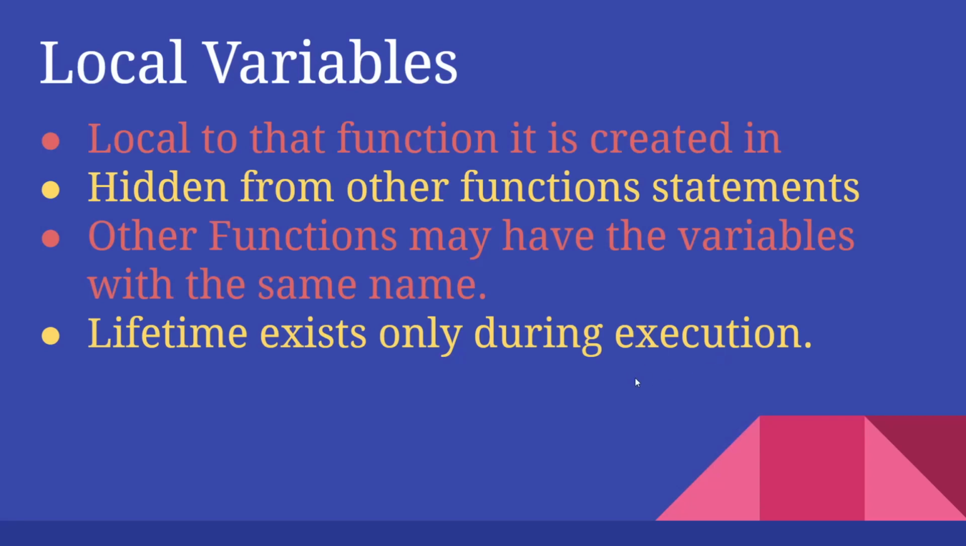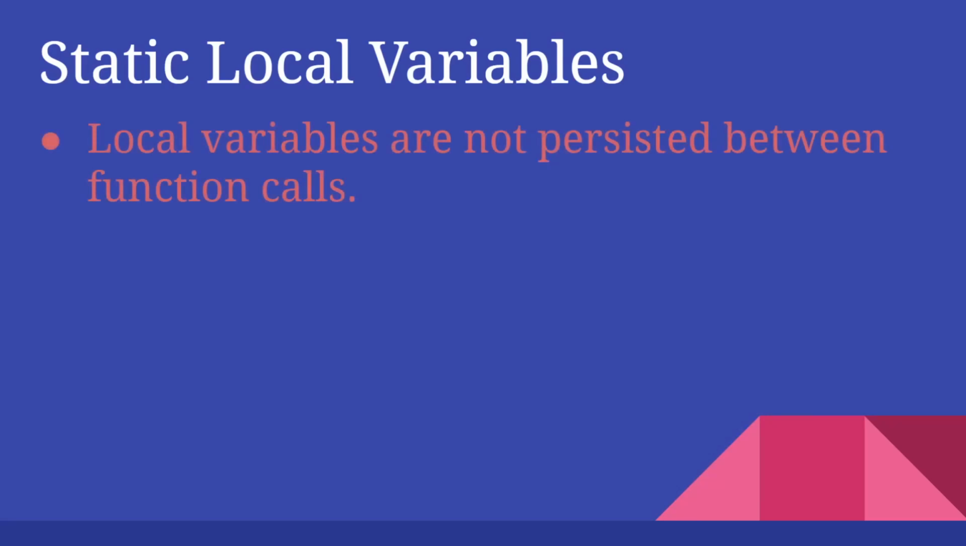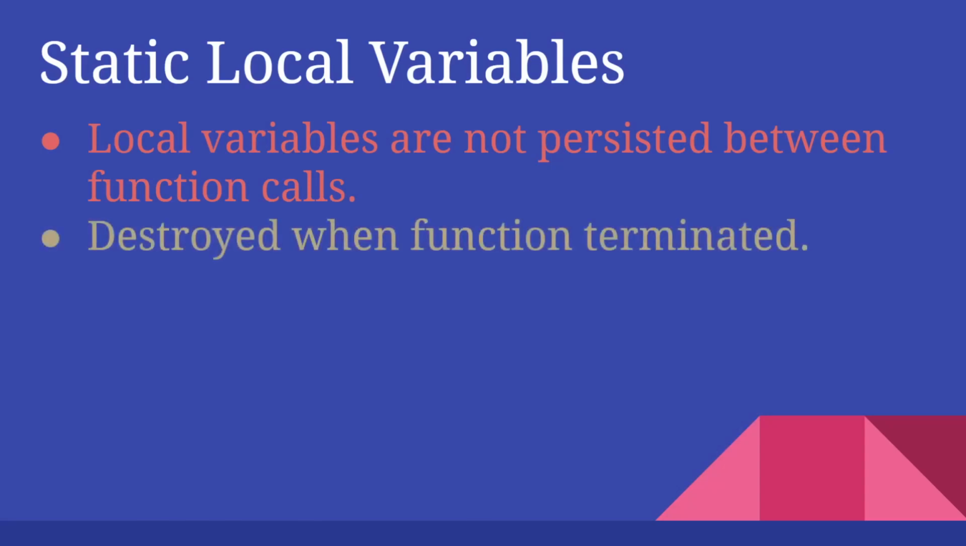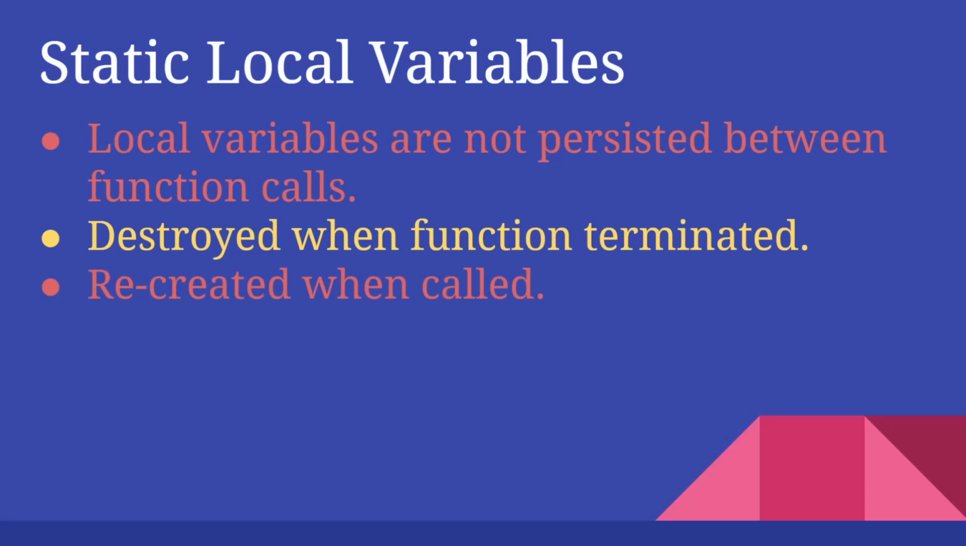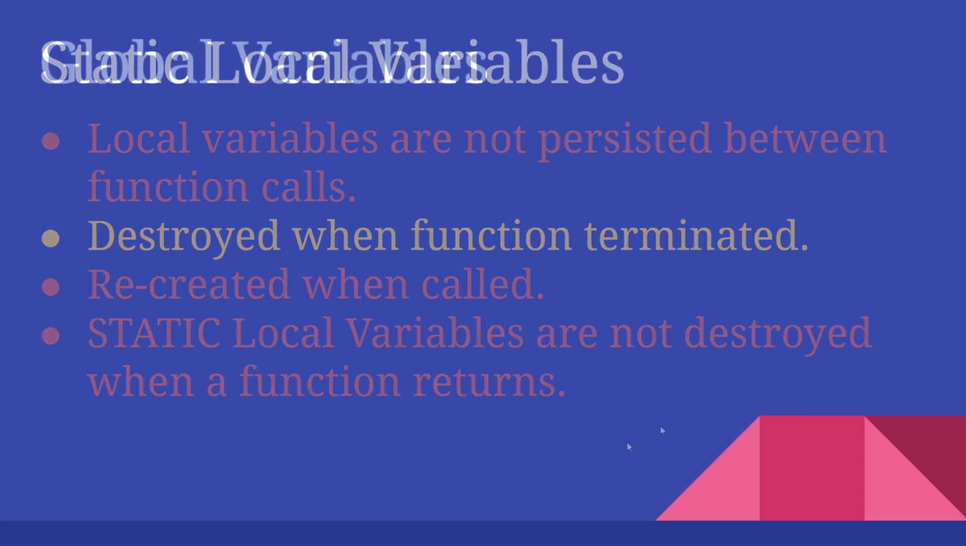Now another thing about local variables is, let's talk static local variables. So remember that local variables are not persisted between function calls. So this basically means that once a function is finished, the variables are then destroyed and then recreated when a function is called again. So this is when static local variables can come into play. So basically, static local variables are not destroyed when a function is finished executing and returns back, right? In our upcoming demos, we'll be showcasing this more in depth, but for now, let's move on.